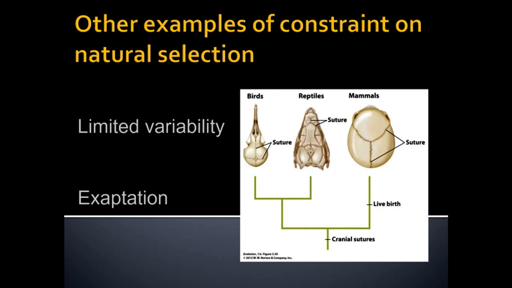So an exaptation is diversity that was already present, and then an environmental change means that suddenly one of those traits is going to be a big advantage and then therefore be selected for.